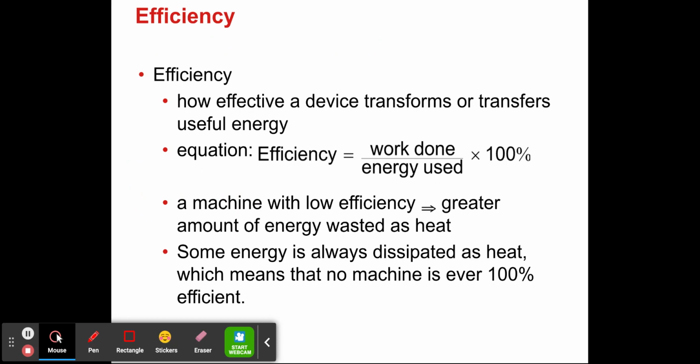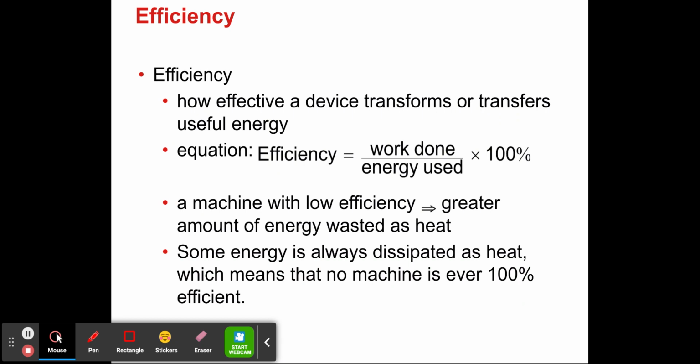Now let's look at efficiency. So again, the way I want you to look at it is how effective is that machine? When you put in 100% of work, do you have 100% of work that comes out? That's the point. That's what efficiency is. If some of the energy is lost, or if some of the energy does not go to do the work, then some of it is lost and that reduces the efficiency of the machine.